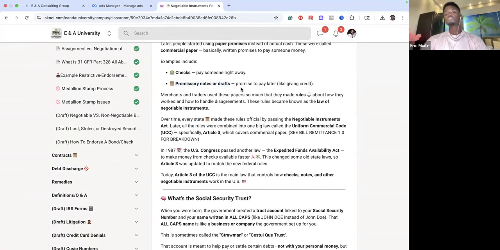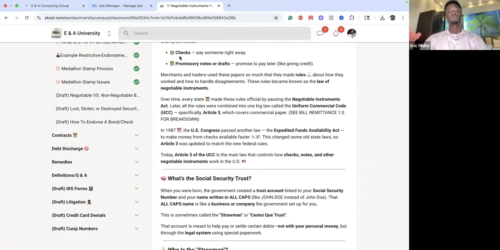A promissory note and a draft is a promise to pay you later. It's like credit, right? And so when you think of your agreement with the creditors, when you sign an agreement, it is your promise to pay. That's why in the agreement it states promise to pay. And so they're giving you credit, right? Because the promissory note they gave you is extending credit. So you're promising to pay later. So that's what a promissory note is.